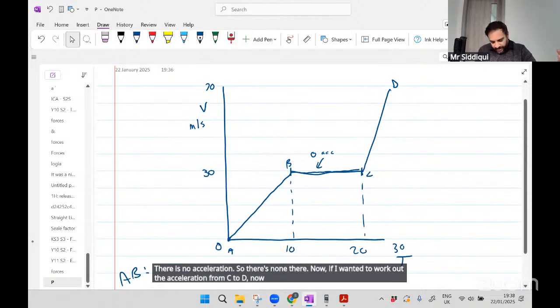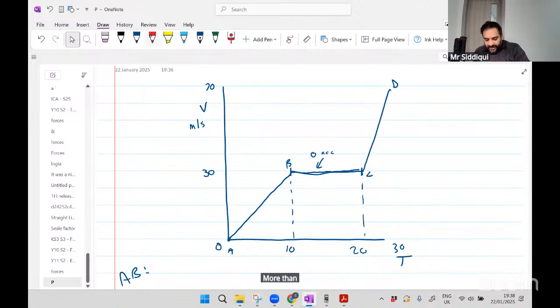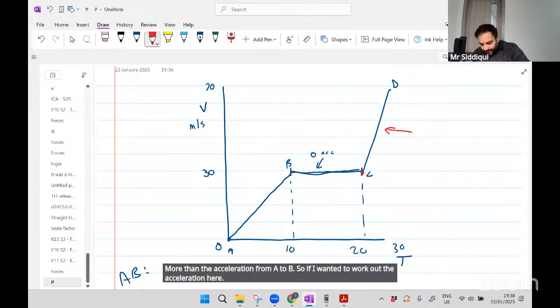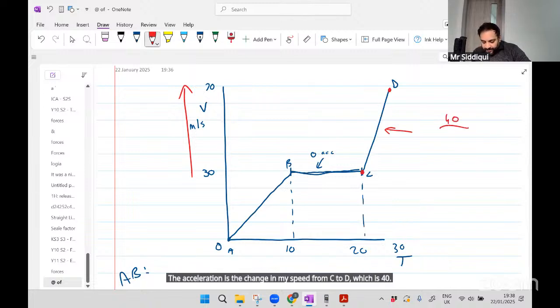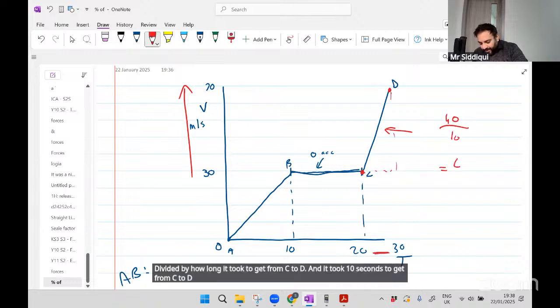Now, if I wanted to work out the acceleration from C to D, it should be, unless I've got the numbers completely wrong, more than the acceleration from A to B. The acceleration is the change in my speed from C to D, which is 40, divided by how long it took to get from C to D, which is 10 seconds, which means my acceleration there is 4 meters per second squared.